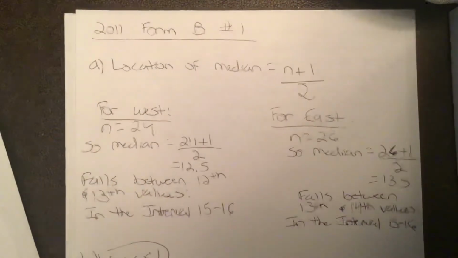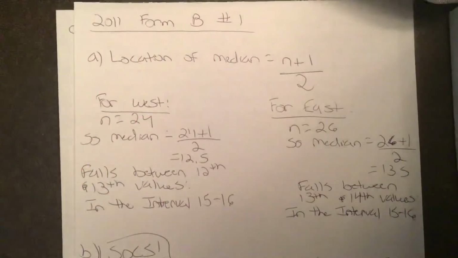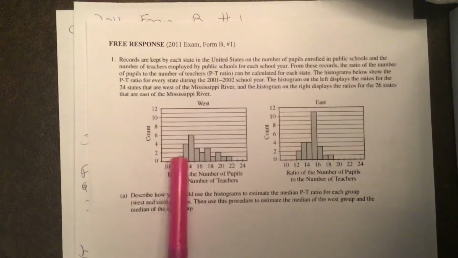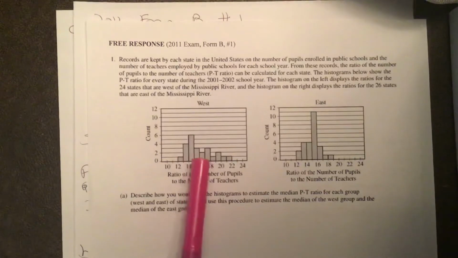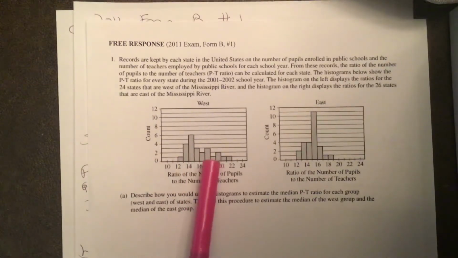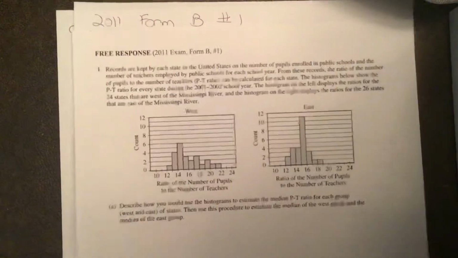So if we look at the histograms for the West region, n is 24. The way I got 24 was just adding the heights of all of these: 1 plus 4 plus 6 plus 3 plus 2 plus 3 plus 1 plus 2 plus 1 plus 1. Okay, so that's how I got 24.